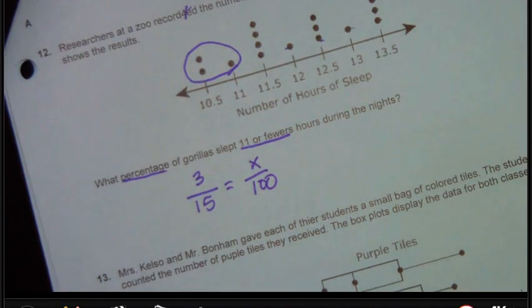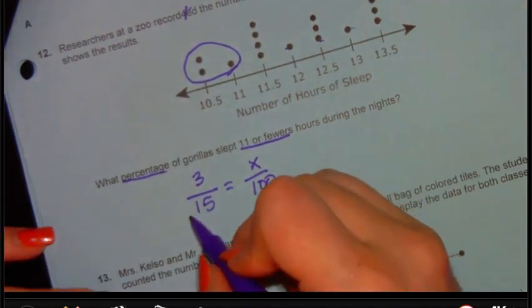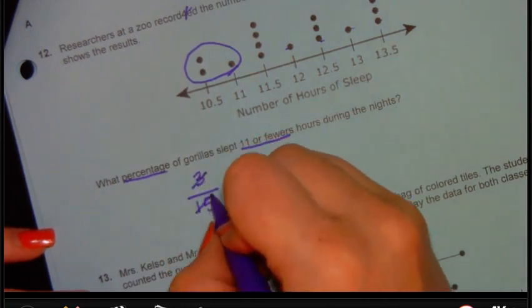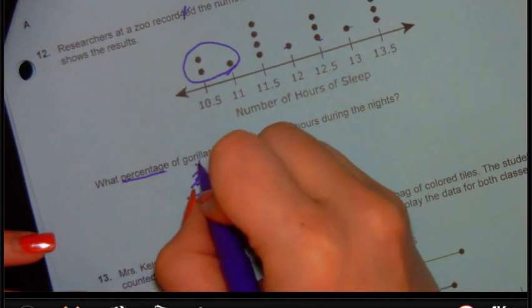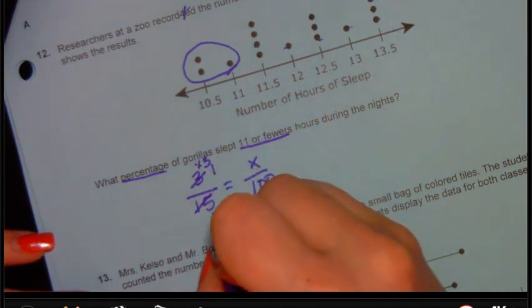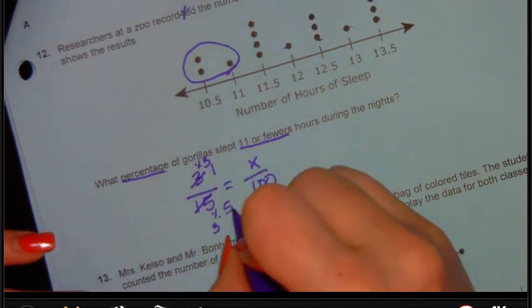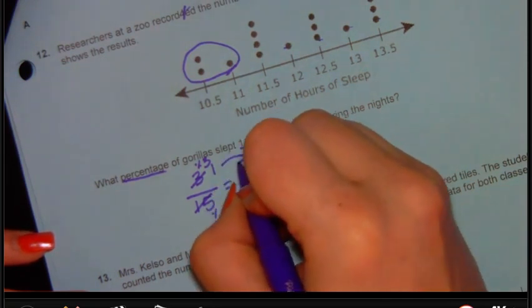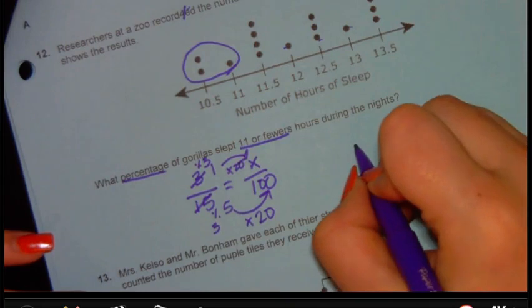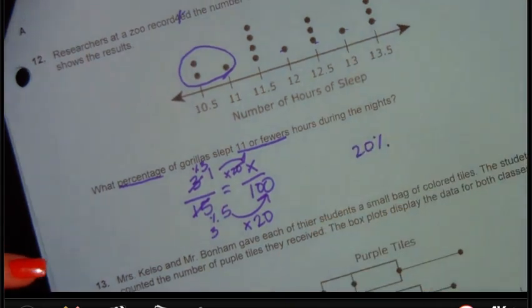Well, I know that 15 cannot go into 100. I could use cross product, or I see that 3 over 15 can reduce by 3. 3 divided by 3 is 1. And then 15 divided by 3 is 5. 5 can go into 100 20 times, to give me times 20 on top. Well, 1 times 20 is 20%.